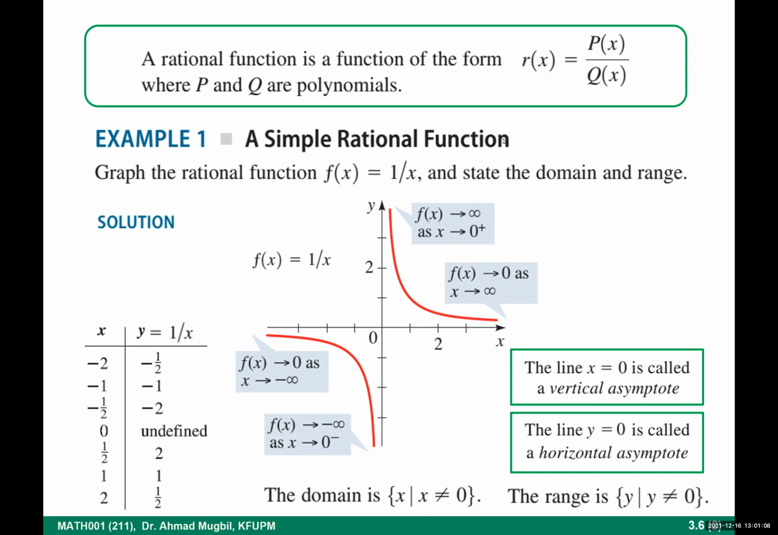The rational function is the function that has the form of a ratio between two polynomials, a polynomial over a polynomial. The basic one is the reciprocal function, 1 over x. Its graph has two asymptotes, one vertical and one horizontal. For 1 over x, the x-axis is the horizontal asymptote and the y-axis is the vertical asymptote.